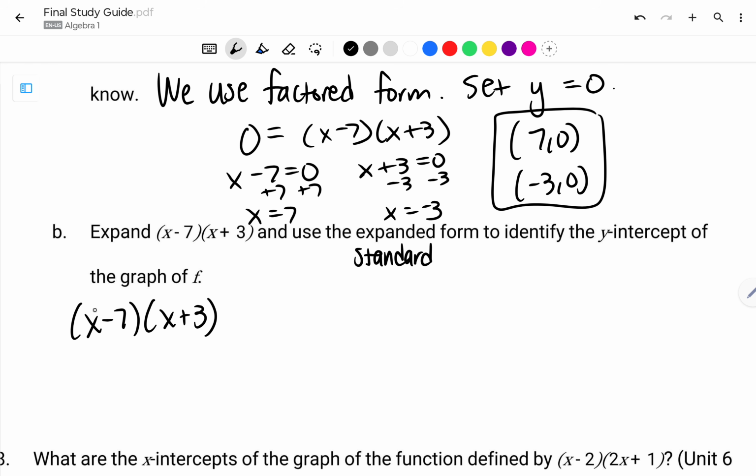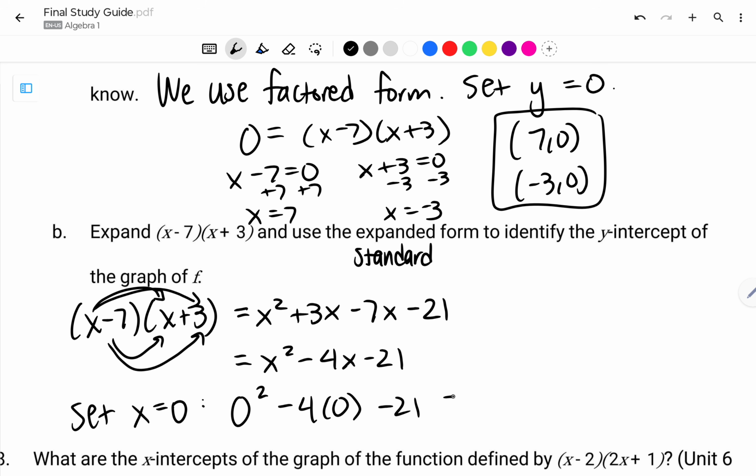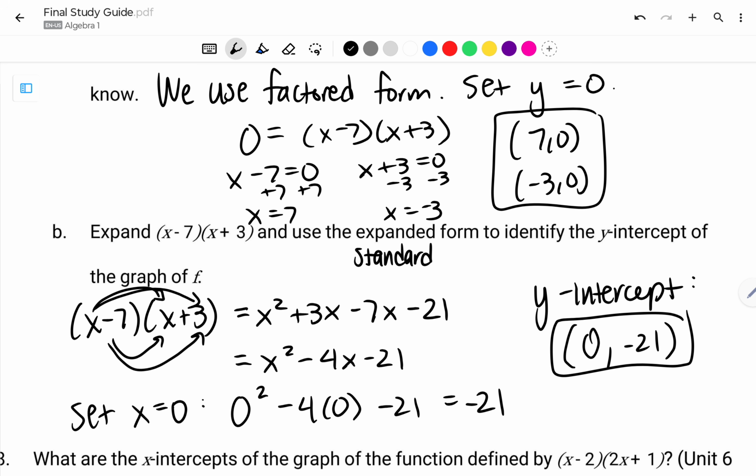So we're going to expand it. I'm going to FOIL: x squared, x times 3, 3x, negative 7 times x, negative 7x, negative 7 times 3, that's negative 21. So then 3 minus 7, that's minus 4x. So this is my standard form. And if I set x equal to 0, what happens? 0 squared minus 4 times 0 minus 21. That's just negative 21. So we have our y-intercept at 0 and negative 21. Okay.